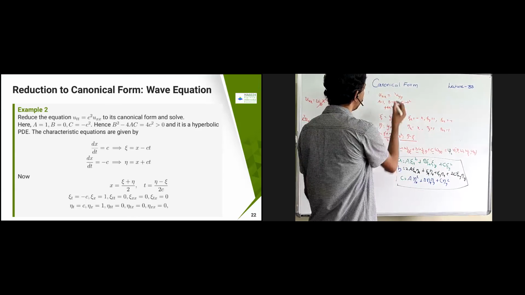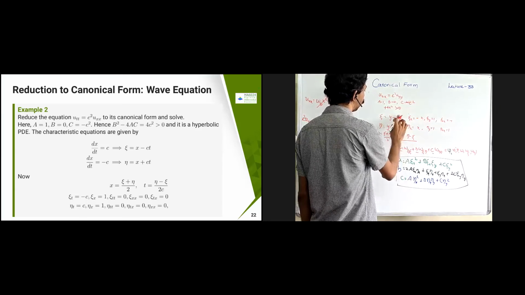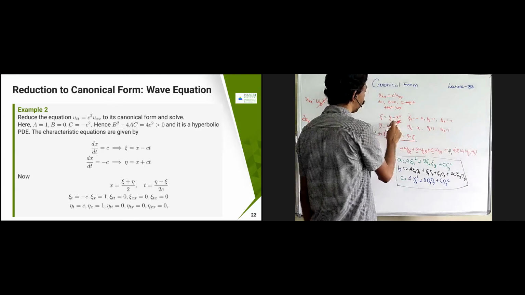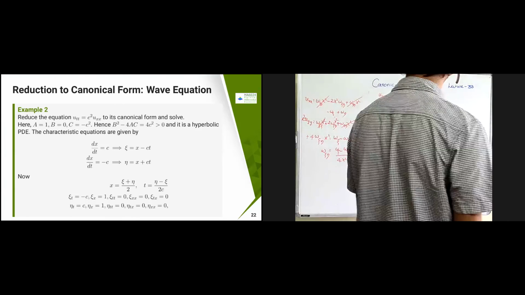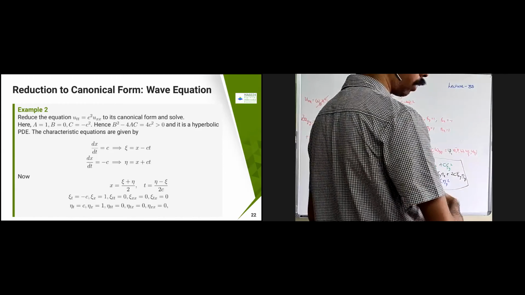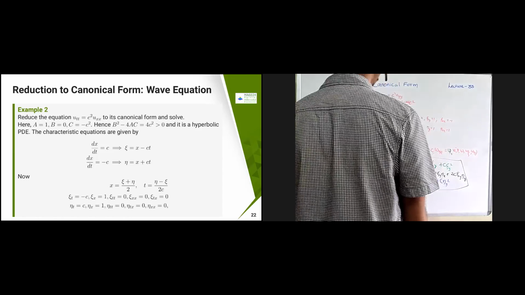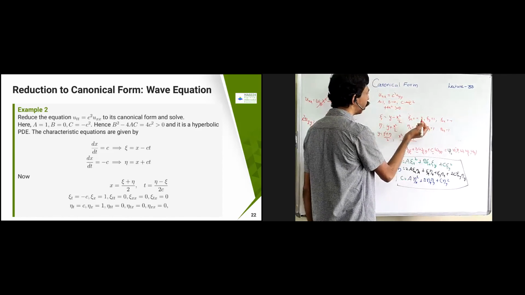Okay, so the same thing is going to come. c square is going to come here, minus c square is going to come here, and again c square is going to come here. Here chi is not going to be c square, because once you are integrating, you are going to get only c into dx.